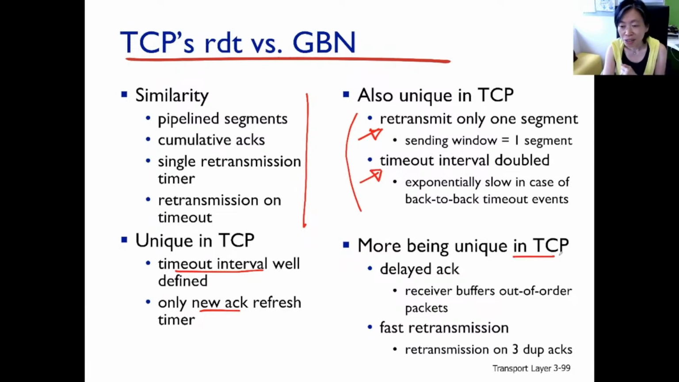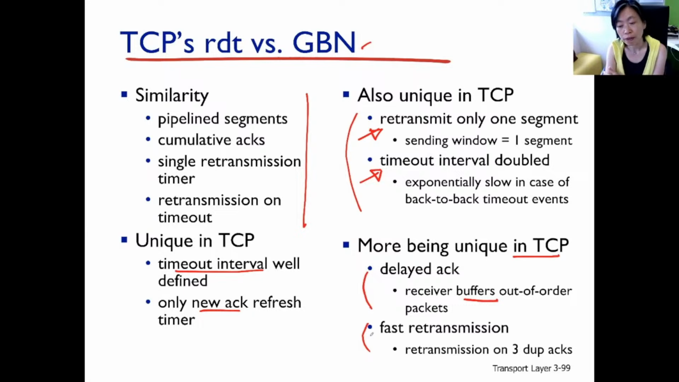More unique in TCP are these. The TCP receiver here is also trying to reduce the effort of sending ACKs. The TCP receiver here also tries to buffer data that arrives out of order. So memory is required at the TCP receiver, unlike the go-back-N receiver.